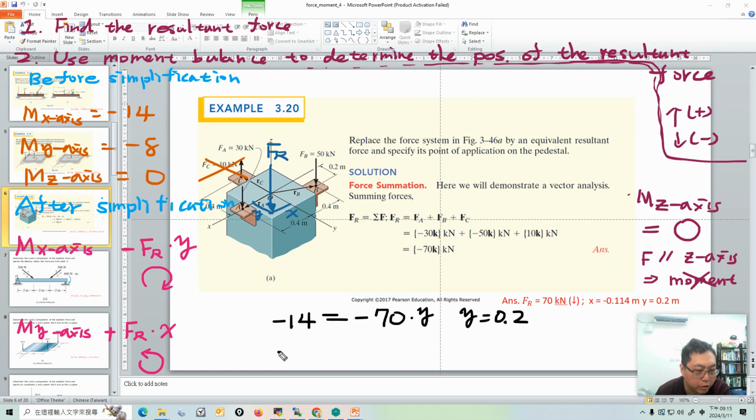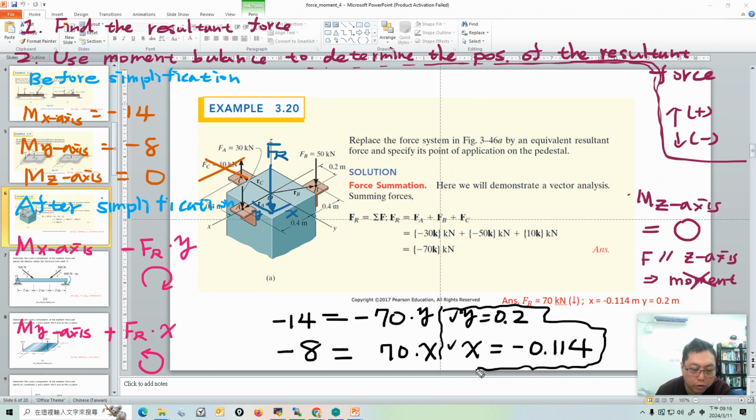And for the y-axis, the resultant moment minus 8 equals 70 times x, so x is, I think, minus 0.114. Let me check this is correct. Minus 8 divided by 70, yes, minus 0.114. So this is where the resultant force is acting.